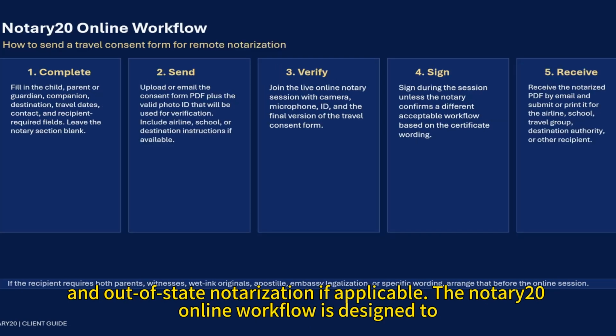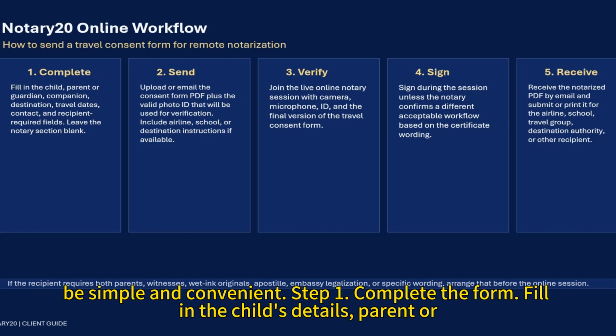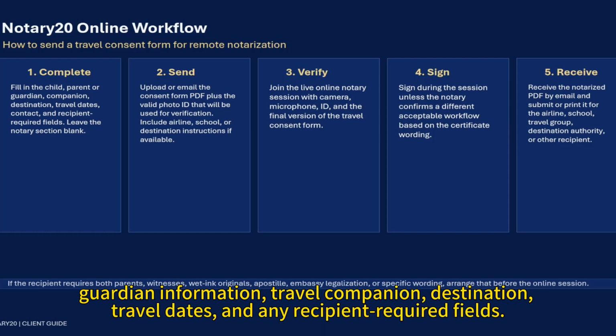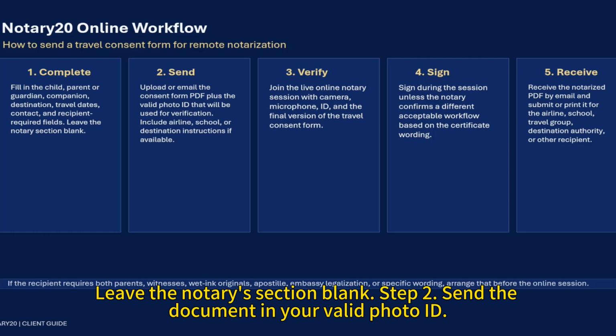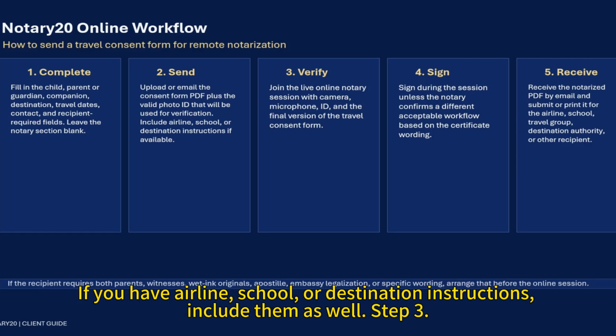The Notary 20 online workflow is designed to be simple and convenient. Step 1. Complete the form. Fill in the child's details, parent or guardian information, travel companion, destination, travel dates, and any recipient-required fields. Leave the notary section blank. Step 2. Send the document and your valid photo ID. If you have airline, school, or destination instructions, include them as well.